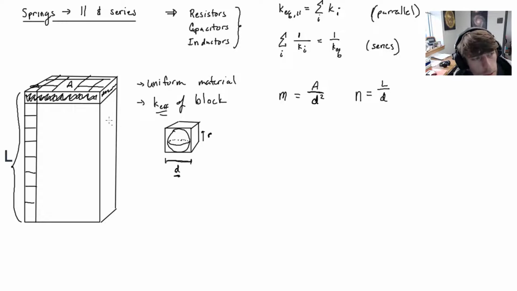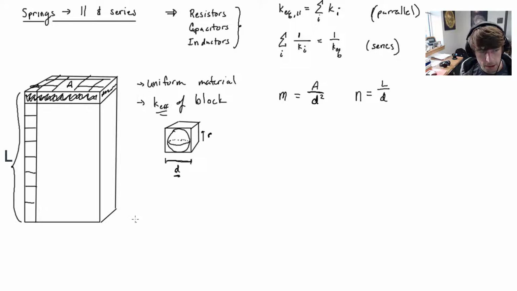So if I want to know how many atoms are in the top layer, I take the cross-sectional area divided by d squared. If I want to know how many are in a column, I take the length of my object and divide by d. Perfect.